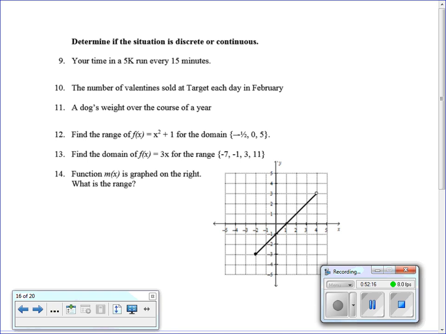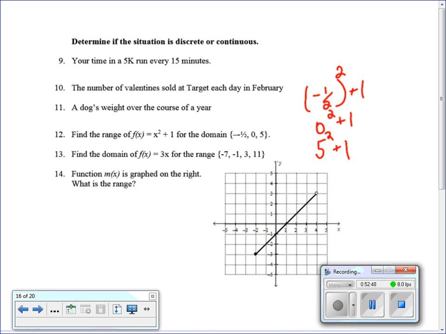Looking at 12, 13, and 14, it wants us to find the range of f of x equals x squared plus 1 for the given domain. So what you'll do is you'll take the domain that they give you and you'll substitute it in for x. So in this first one, we'll have negative 1/2 squared plus 1. Then we'll have 0 squared plus 1. And we'll have 5 squared plus 1. And this will get us our range.